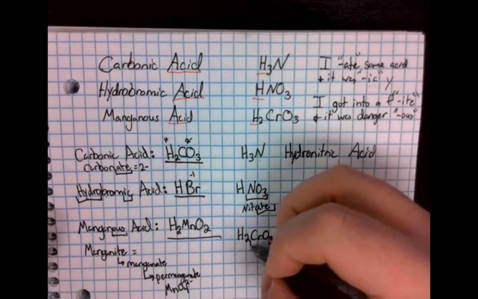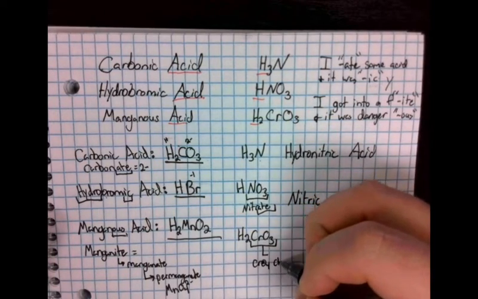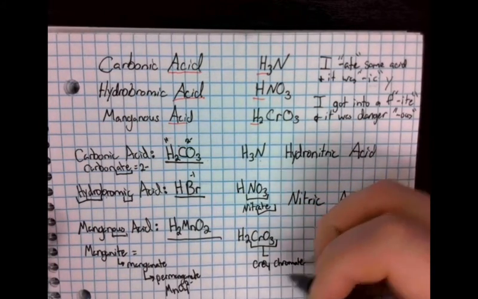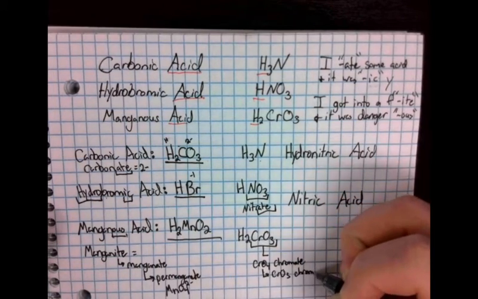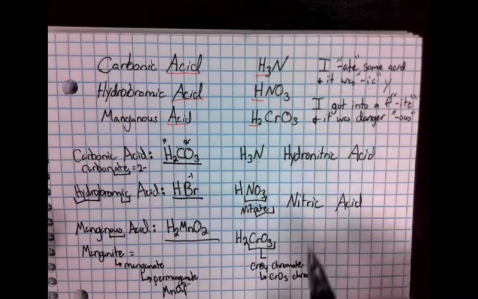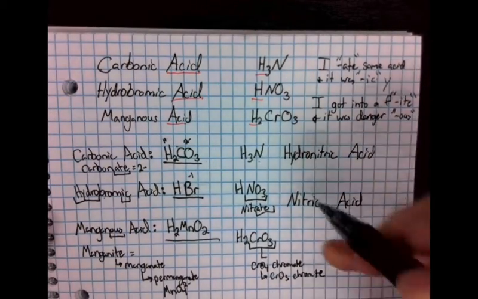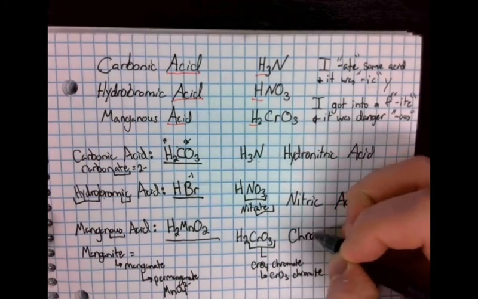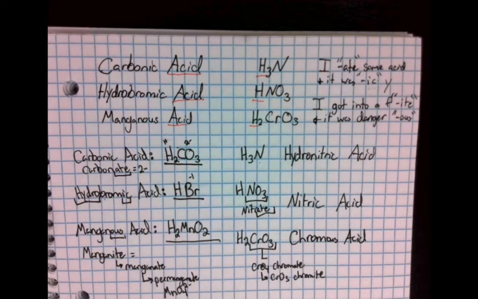And then finally, we have H2CrO3. CrO3 looks like CrO4, which is chromate, which means CrO3 would be chromite. Ite endings: I got into a fight and it was dangerous, so this would be chromous acid.